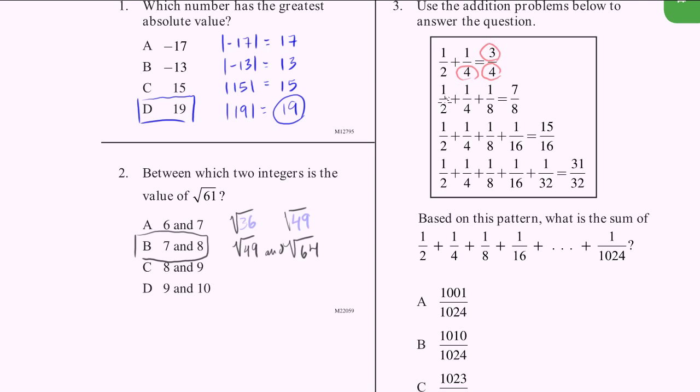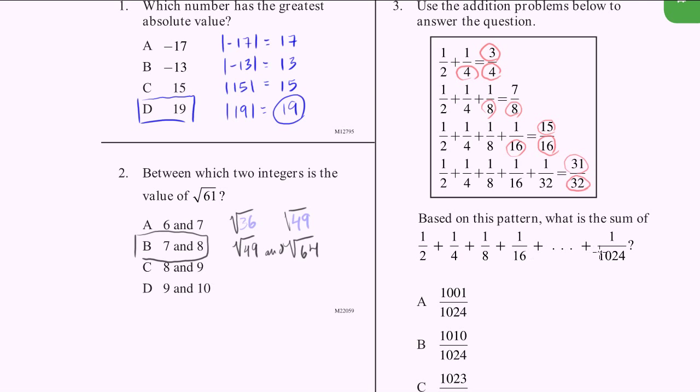So when I added 1/2 plus 1/4, I got 4 in the denominator and 3 in the numerator. When I had 1/2 plus 1/4 plus 1/8, 8 in the denominator and 1 less than that in the numerator. When I added it all the way to 1/16, I got 16 in the denominator and 1 less in the numerator. When I added all the way to 32, I got 32 in the denominator and 1 less in the numerator. And this only worked when I'm adding successive powers of 1/2, right? This is 1/2, 1/2 squared, 1/2 to the third, 1/2 to the fourth.